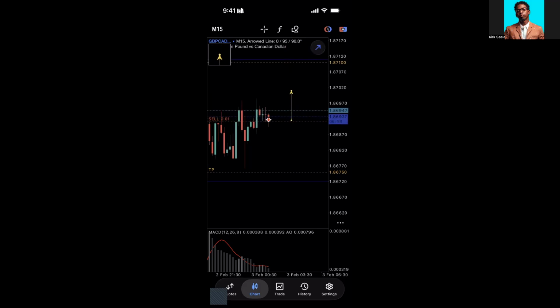Mine's saying invalid stop loss. Interesting. And it's Great Britain GDP CAD that you took the trade on. The number should be 1.8710. You shouldn't have a problem. And you're using your demo account.